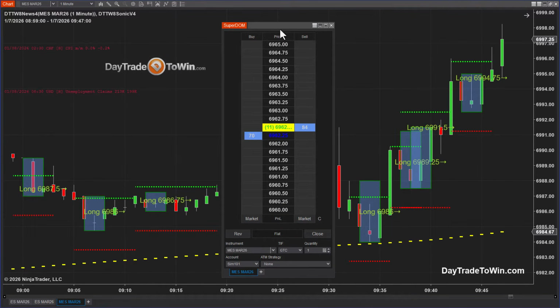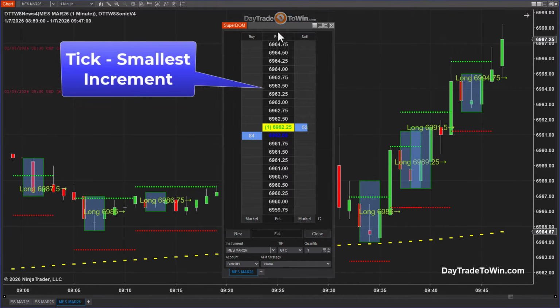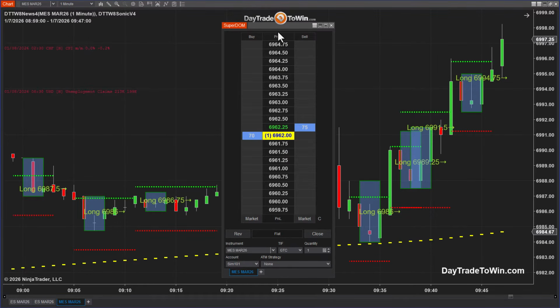The middle column, the price column, is the actual prices, and depending on the market, the minimum amount that the market can move up or down is typically called a tick or a pip, depending if it's a currency or a stock. So the value doesn't really matter. It's the smallest increment. In this case, we're looking at the micro E-mini or the E-mini S&P, and the smallest increment is a quarter of a point. So other markets may be different, maybe a tenth of a point or a different variation.